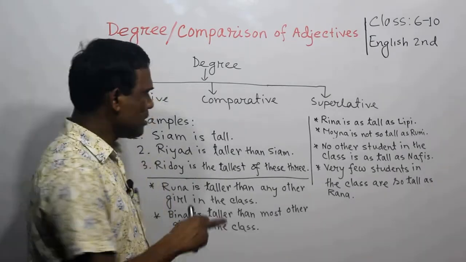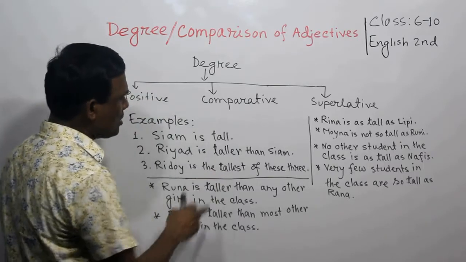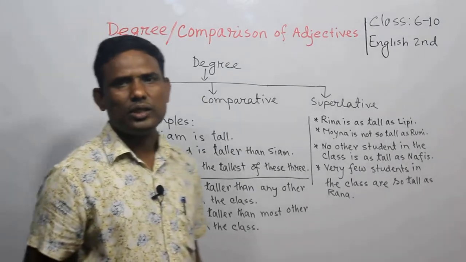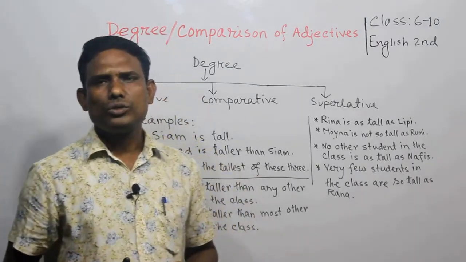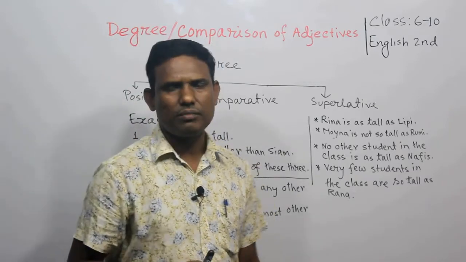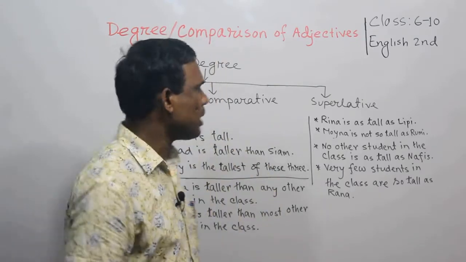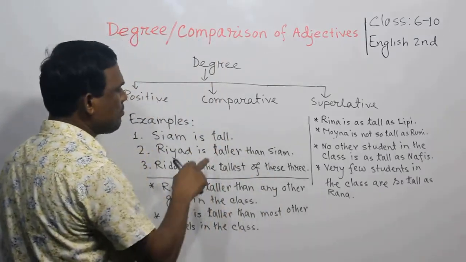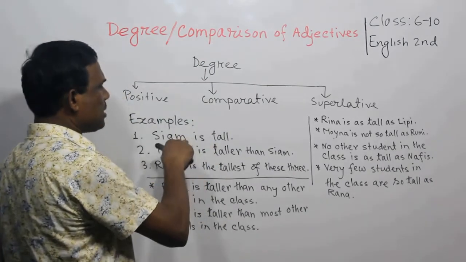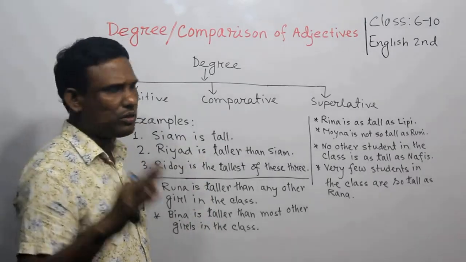So you can see the superlative degree tallest is used to compare more than two persons. Like this, you can use the superlative degree to compare more than two persons or things. Now, I would like to tell you something more. So, have a look at the sentence number 1 again. The positive degree tall is used in the sentence, but this sentence does not show any comparison.